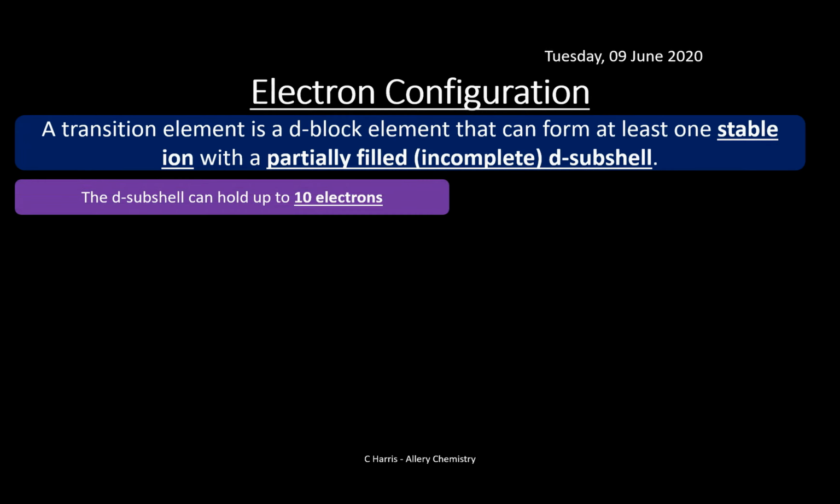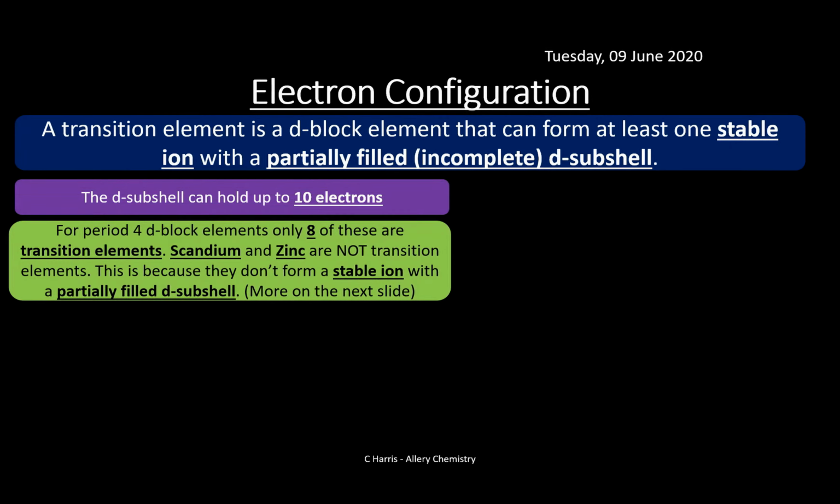A D subshell can hold up to 10 electrons maximum. For period 4 D block elements, only 8 of these are transition elements. Scandium and zinc, which sit either side of that top row, with scandium on the left and zinc on the right, are not actually transition elements. This is because the stable ion that they form doesn't have a partially filled D subshell, so therefore it cannot be a transition element. But we'll look at more of that a little bit later in the next slide.